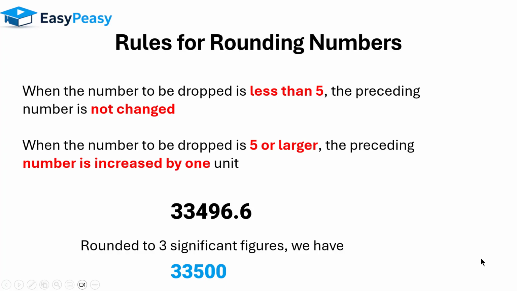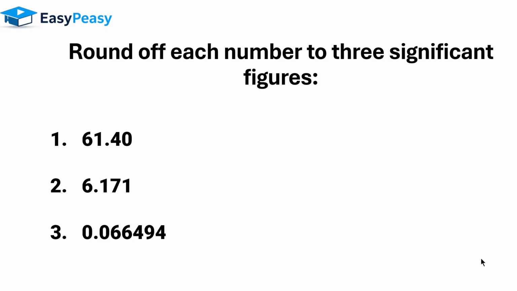Sounds good? Okay. Let's do some practice questions for rounding up. So we are going to round up these numbers to 3 significant figures. Let's start with number 1. So we have 61.40, and we will make it 61.4. What about this number? 6.171. It will become 6.17. Because 1 is less than 5, it's not going to change 7 to 8.